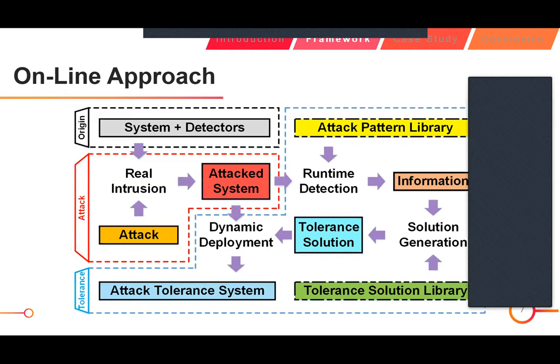The online approach is targeted, but not realized yet in our current work. First, an original system is equipped with detectors. Then an attack intrudes into the system. Next, the attack is detected online by detectors and then identified according to an attack pattern library. Finally, according to the identification, a tolerance solution is built online by assembling blocks of tolerance solutions from a pre-built library. The result is that the attack tolerance system can tolerate the attack.